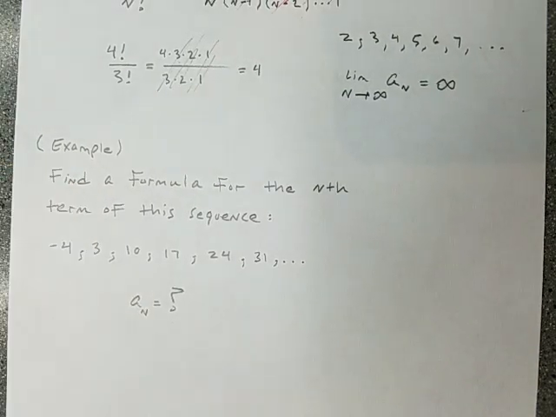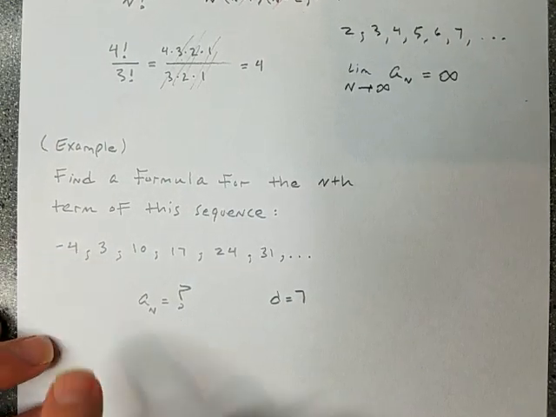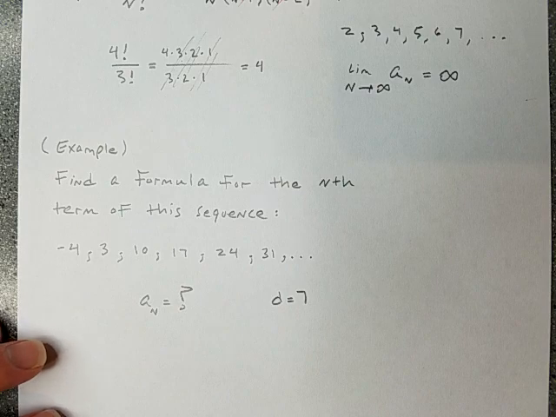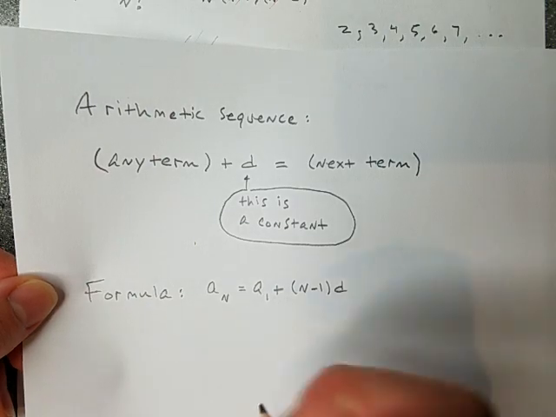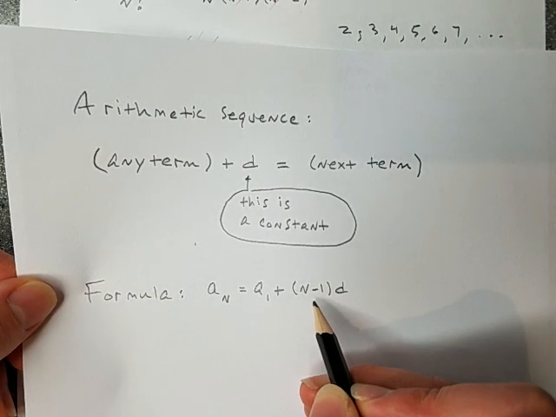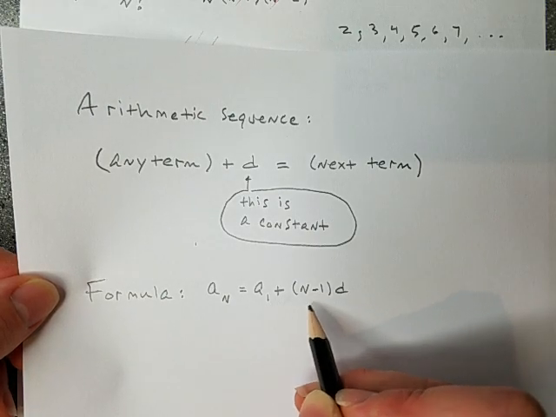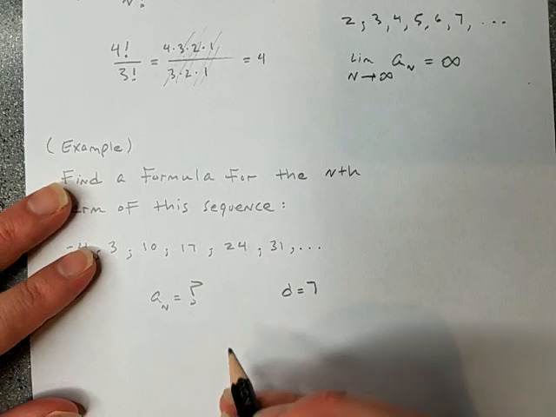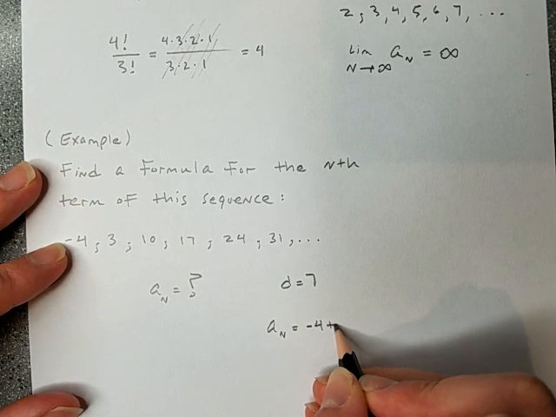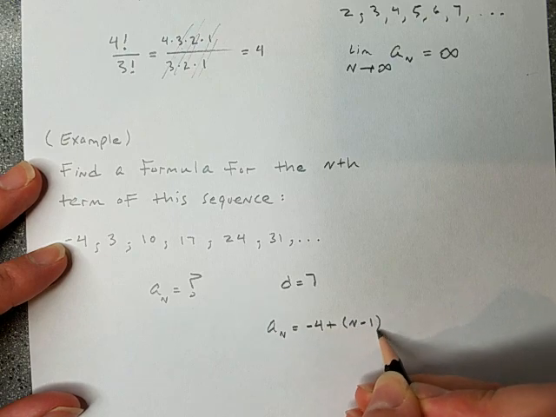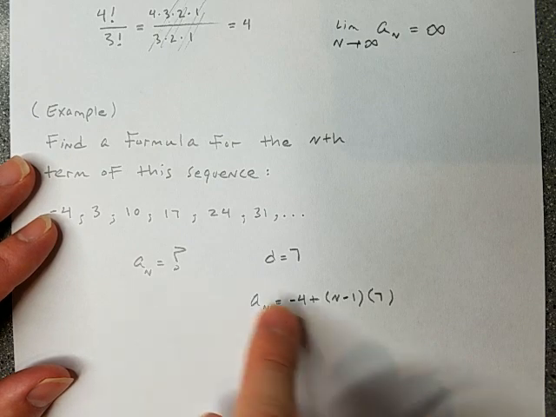So that's what we have. It's arithmetic. And I can say d is equal to 7. Any term plus 7 gets you the next term. What was the formula for the nth term? a_n is a_1, the first term, plus n minus 1 times d. Well, I know the first term, and d is 7, so I can put the rest of it together. So here we go. a_n is the first term, negative 4, plus n minus 1 times d. Isn't that what it said? Yeah, that's the formula. That will do it.